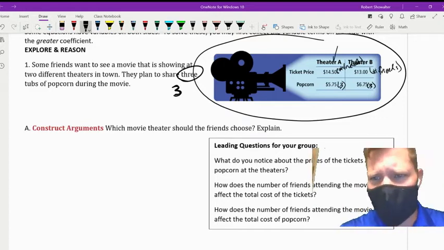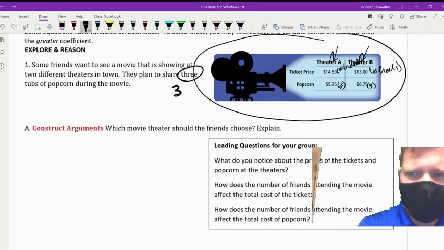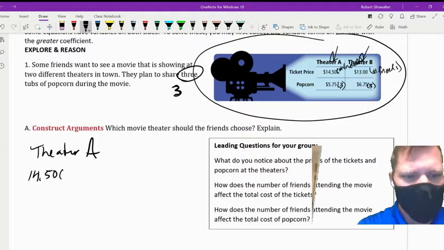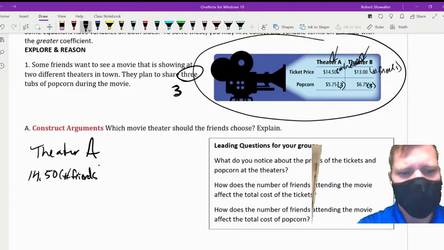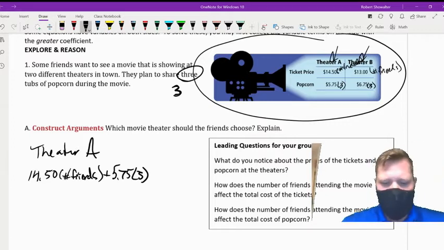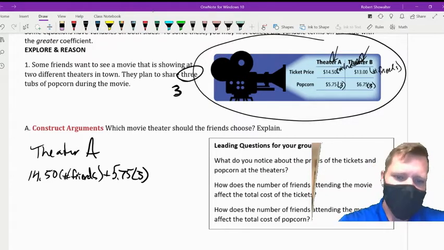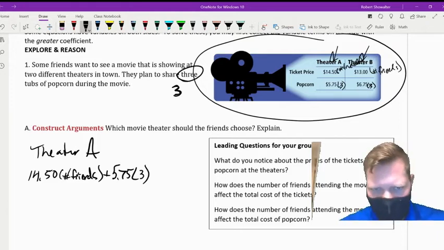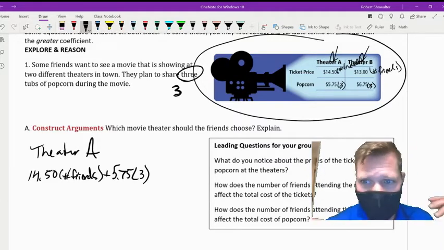So we can write an expression for theater A. Say theater A would be $14.50 times the number of friends going to the theater, plus, and they're only going to share 3 tubs of popcorn. And when we read it, we're like, maybe there's only 3 friends, but it doesn't say that. So there could be 100 friends sharing, or 50 friends sharing 3 bags of popcorn. We don't know.